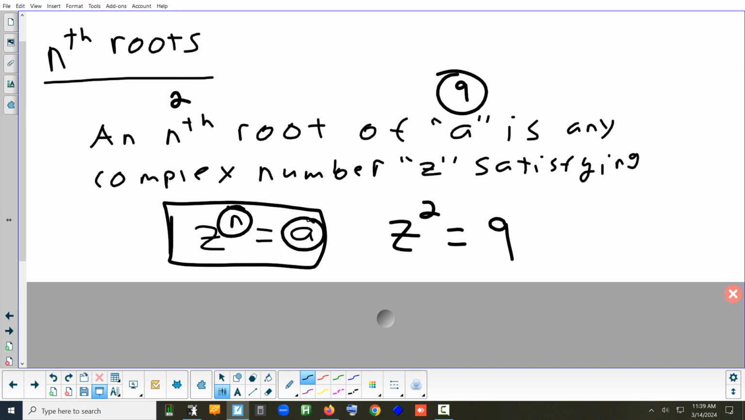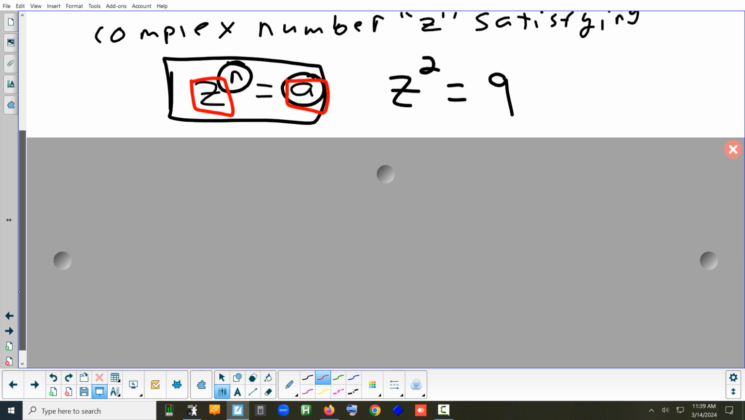So what format do you think our complex numbers are going to have to be in to make this all work? Yep. We're going to have to put it in trig form. They're going to have to be in trig form. That means the left side has to be in trig form and the right side. If they're not both in trig form, it doesn't work. So we're going to start with this basic equation every time, but the z and the a have to be in trig form.